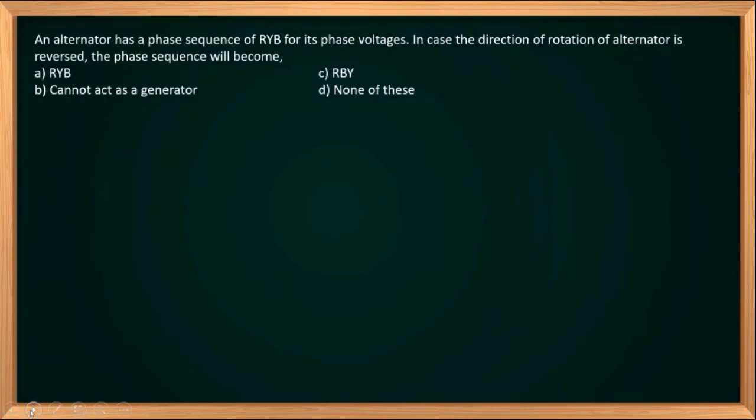Consider an alternator that has a phase sequence of RYB in its phase voltages. In case the direction of rotation of the alternator is reversed, if we turn a generator that was rotating clockwise in exactly the opposite direction, then the phase sequence will be what?